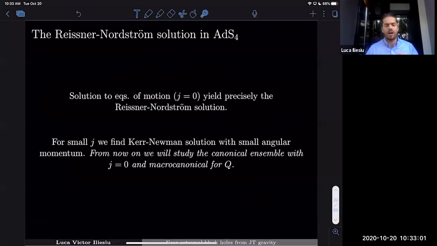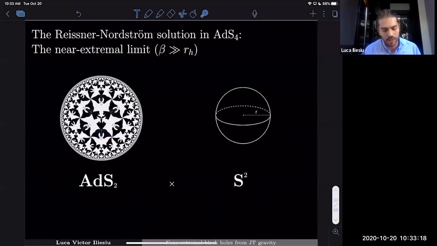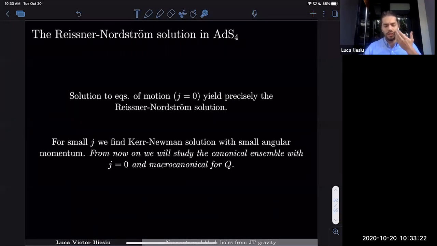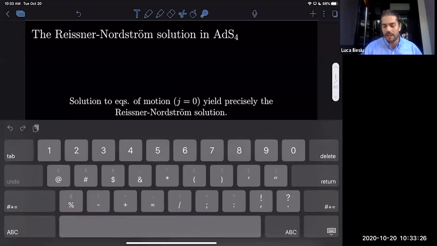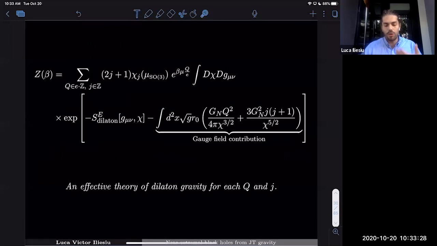But from now on, to simplify the discussion in this part of the talk that's non-supersymmetric, I'll focus on the canonical ensemble with J equals 0, but microcanonical in Q. So I still sum over all U(1) charges, but I fix the SU(2) charge to be J equals 0. So now we have integrated out the gauge fields, but we still have to understand the remaining path integral, which is over the dilaton and the metric.